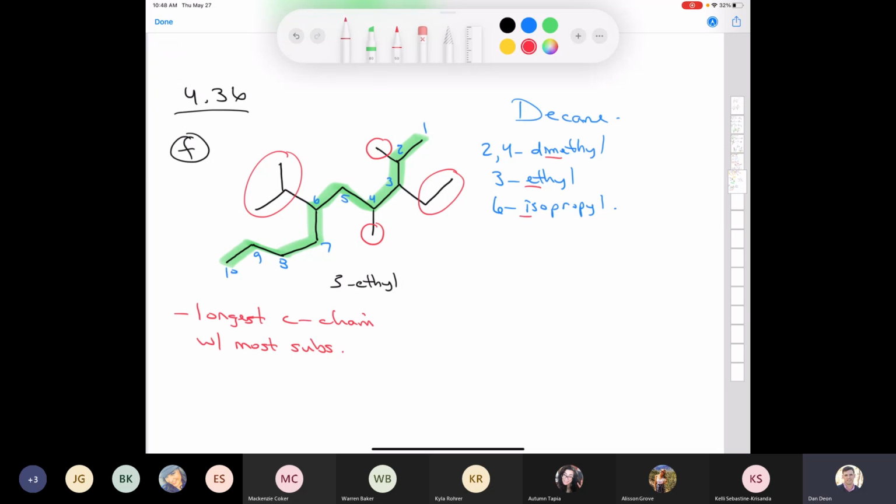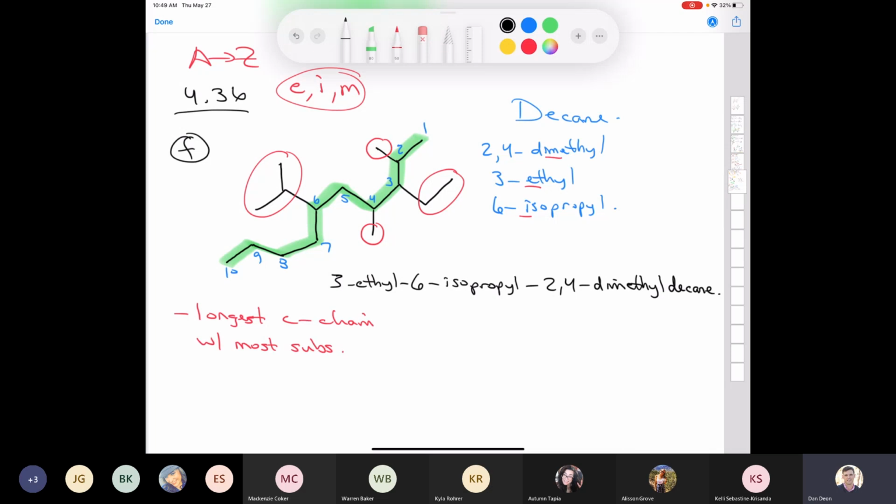I just said we ignore all prefixes except iso, cyclo, and neo. And then I went and ignored my iso. So I have I, so E, and then I, and then M, right? According to alphabetical order, when I go A to Z. There we go. So I have 3-ethyl, and then we have a 6-isopropyl, and then we have a 2,4-dimethyl decane.